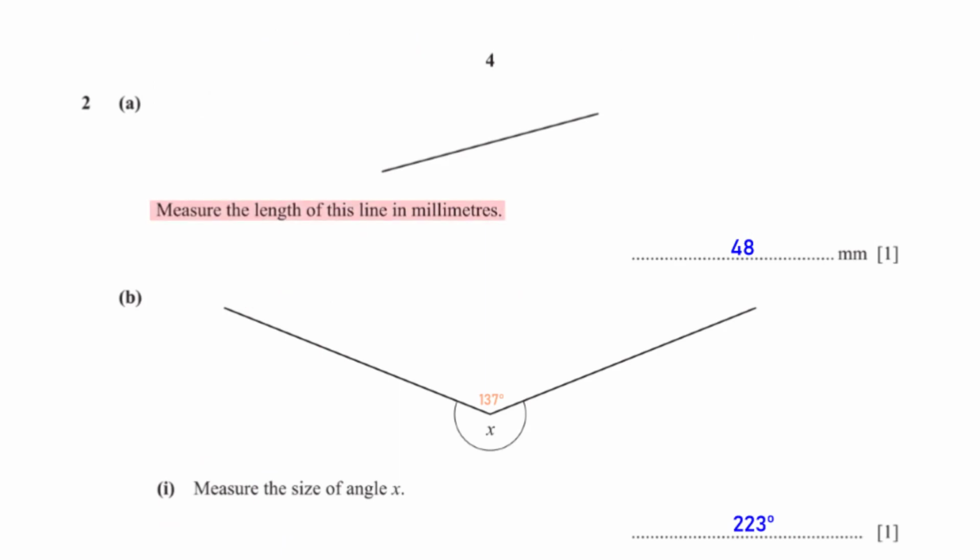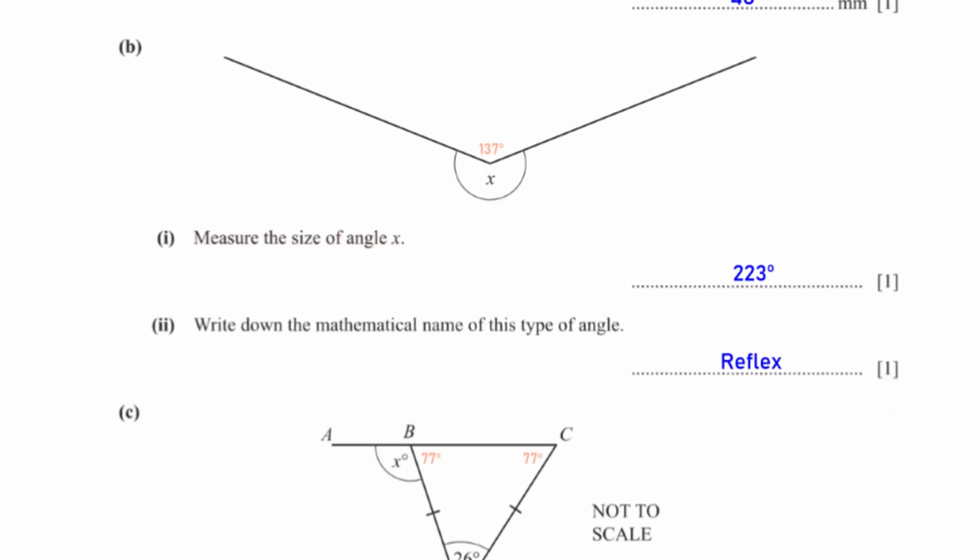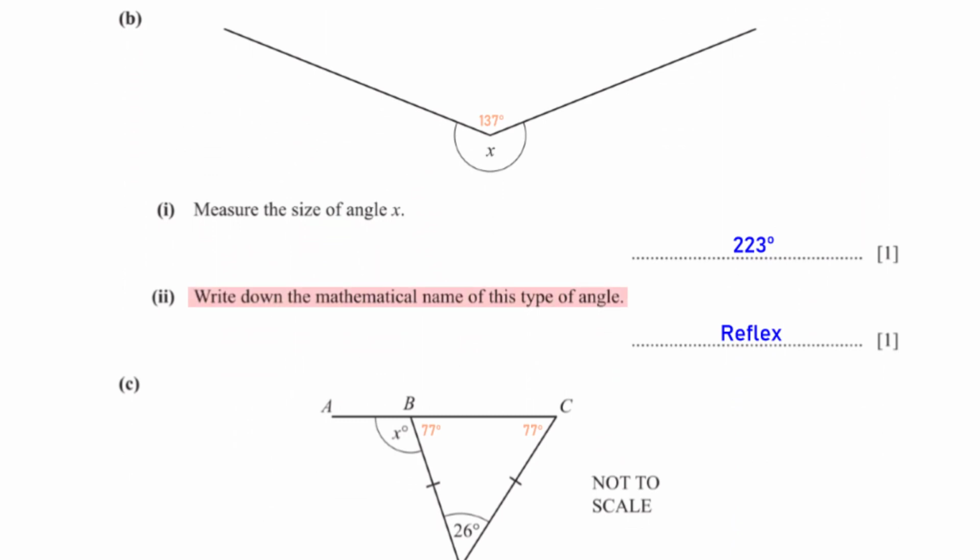Measure the length of this line in millimeters. When we measure the length of the line, we get 48 millimeters. Measure the size of angle X. Using a protractor, it's easier to measure this angle, which gives us 137 degrees. So to get X, we simply subtract 137 degrees from 360 degrees, which gives us 223 degrees. Write down the mathematical name of this type of angle. Since x is greater than 180 degrees and less than 360 degrees, then it is a reflex angle.